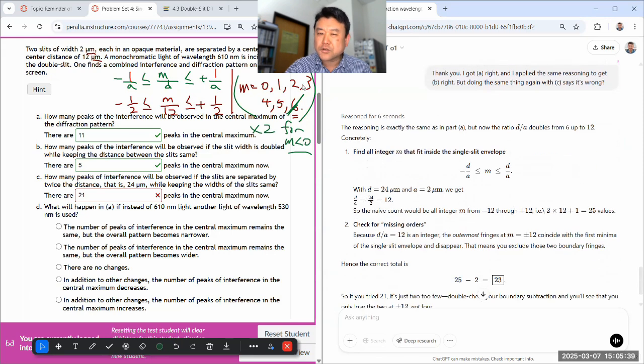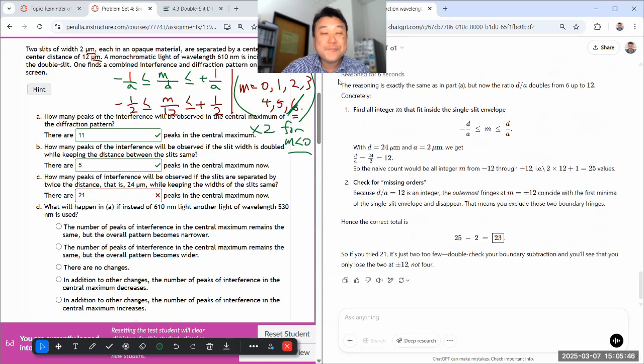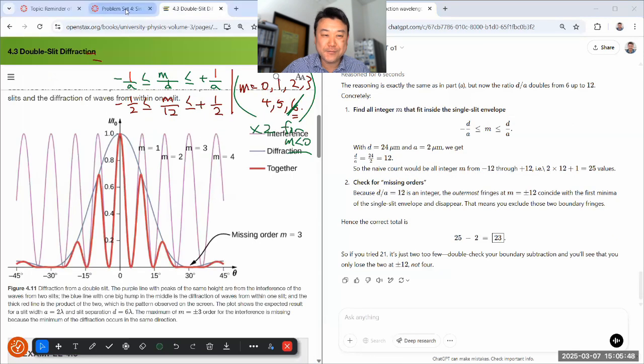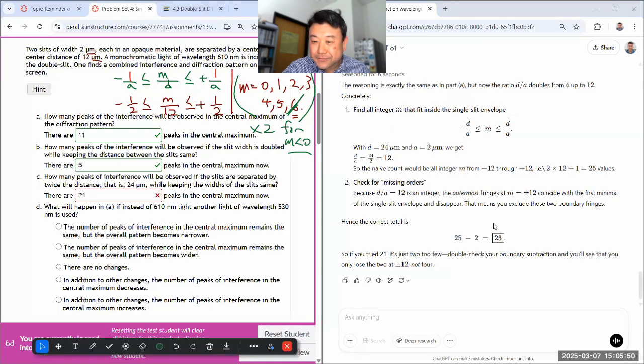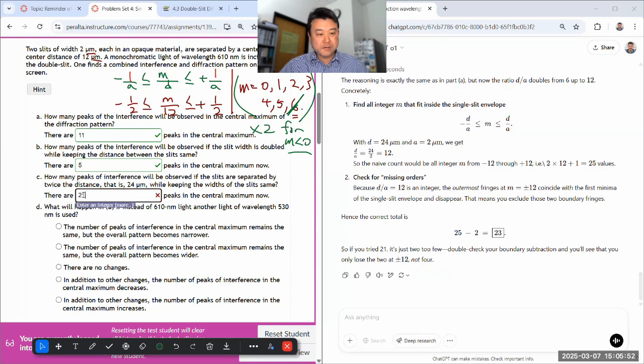Same up to 12. Yeah. I don't think I should have doubled the 5. That's really what it is. I should have doubled the 6 and then subtracted 1. If you draw it out like this picture here, you won't miss it that way. So check for missing orders. These off by 1 errors always happen again.